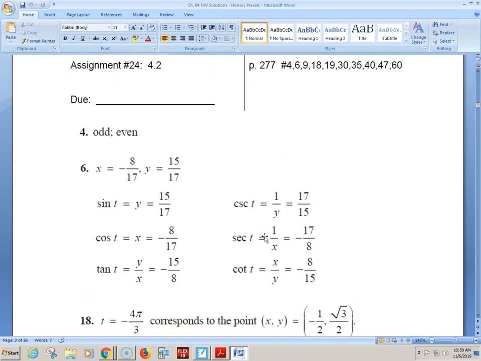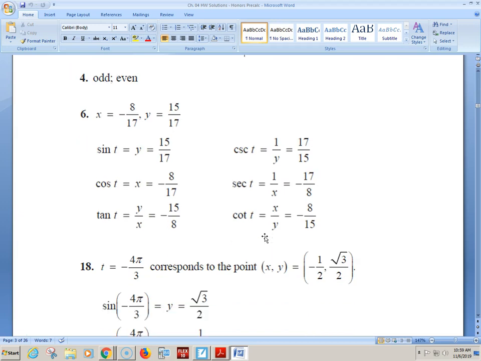This one was actually finding sine, cosine, tangent, cosecant, secant, cotangent using SOHCAHTOA. Wait a minute, I don't have a triangle. I don't have opposites and adjacents. I have x's and y's. But if you like triangles, couldn't you have made one?